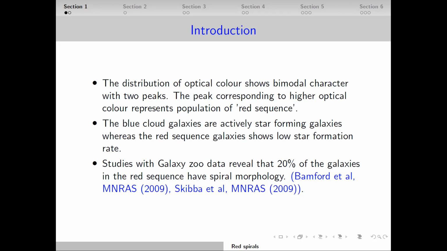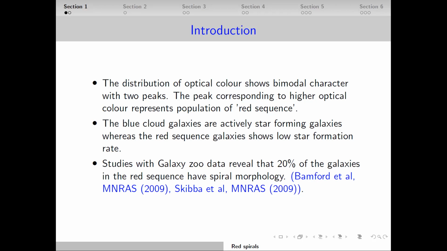Now, the blue cloud galaxies are actively star-forming galaxies, and most of them have spiral morphology, whereas the red sequence galaxies show low star formation rate, and most of them have elliptical morphology. However, studies with Galaxy Zoo data reveal that 20% of the galaxies in the red sequence have spiral morphology.